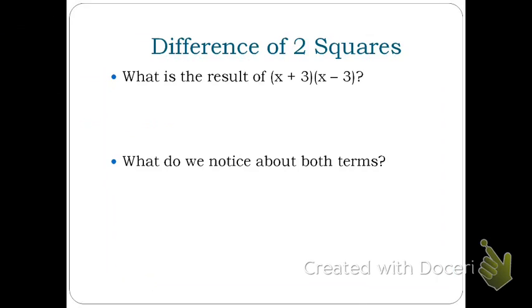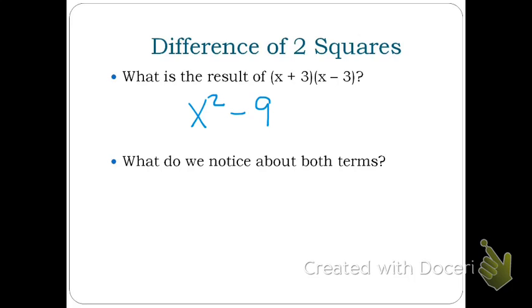To help you understand the difference of squares, let's try multiplying two binomials that will result in perfect squares. If you notice here we have x plus 3 times x minus 3. Now you have many different ways of solving this. You could use the stack up method, the FOIL method, or the box method. Regardless, when you multiply, your answer will be x squared minus 9. There's only two terms in this answer.